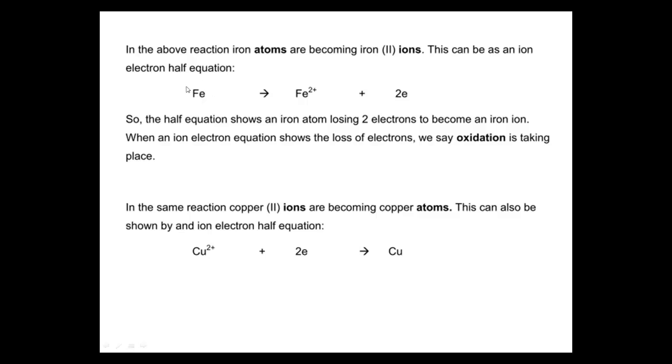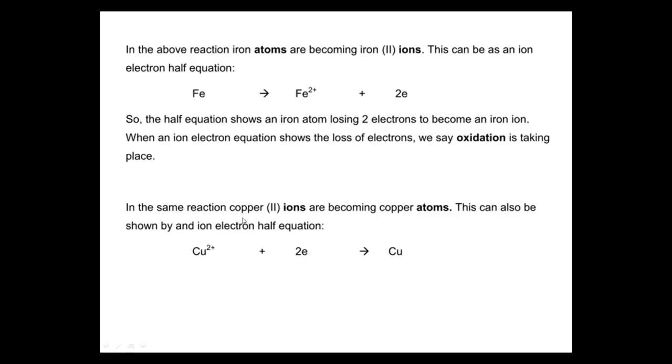So what has happened is this iron atom has turned into an iron ion. It has lost 2 electrons. So the half equation shows an iron atom losing 2 electrons to become an iron ion. When an ion electron equation shows the loss of electrons, we say oxidation is taking place.